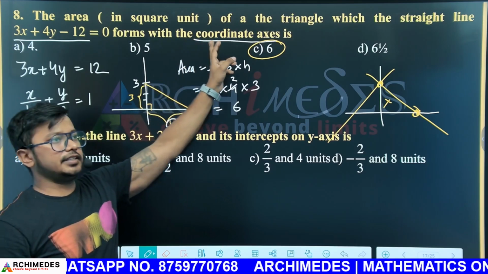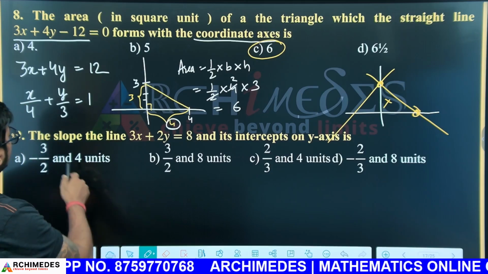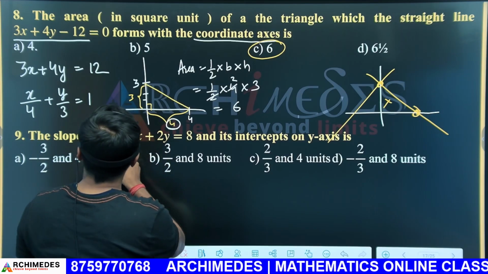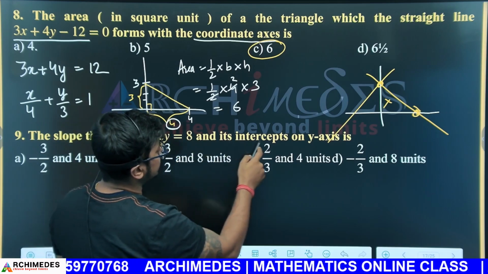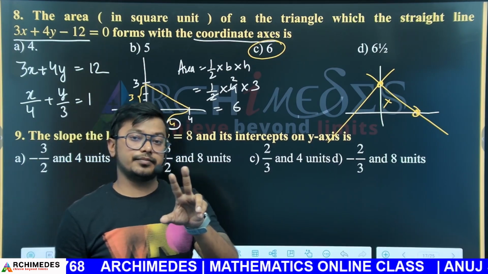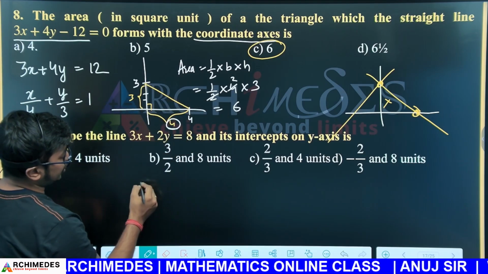Whenever coordinate axes and intercepts come, convert into intercept form. So next, look over here. The slope of the line 3x plus 2y equals 8 and its intercept on the y-axis. They are asking about slope and y-intercept, so you have to convert into slope-intercept form. You know very well how to convert into slope-intercept form.